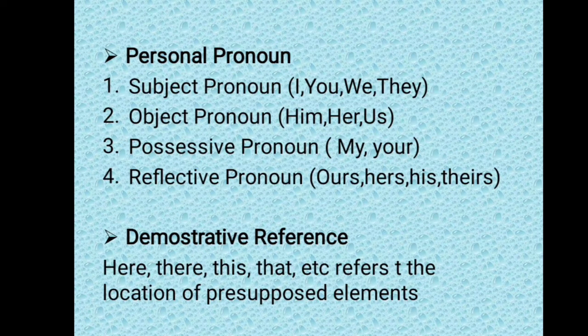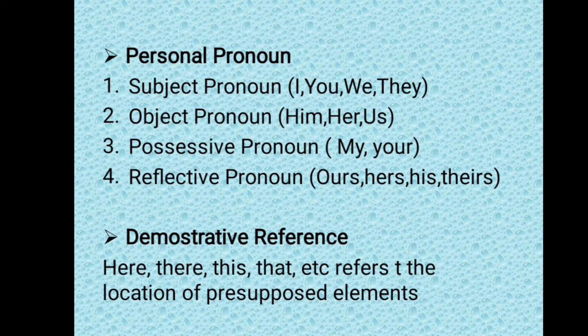And then we are going to personal pronouns. The first one is subject pronoun. Ini ada I, you, we, they, she, he, it. And the second one is object pronoun. It is him, her, us. And the third one is possessive pronoun. There is my, your, their. And the fourth one is reflexive pronoun. Ini dia ada ours, hers, his, theirs. Ada lagi yang namanya its.